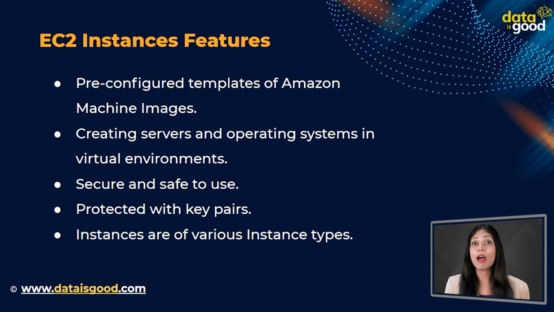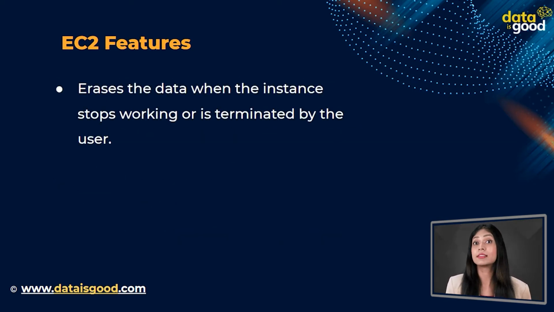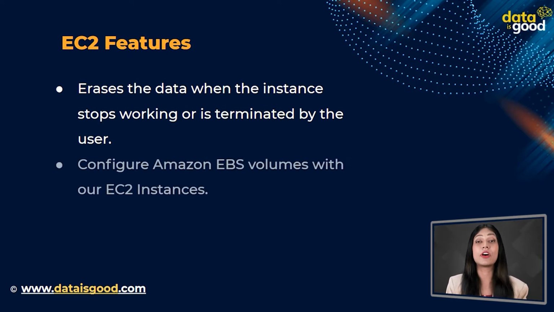We can also store our instance data in the storage volume provided by AWS. Instance store volume also erases the data when the instance stops working or it is terminated by the user. If we want to provide regular storage to store our data, we need to configure Amazon EBS volumes with our EC2 instances. Now, the benefit of using Elastic Block Storage or EBS is that we can again attach or use the storage volume when we have terminated the instance with a new EC2 instance.